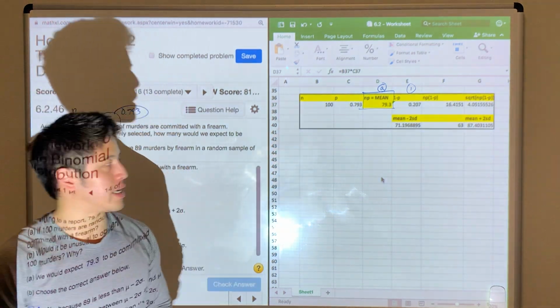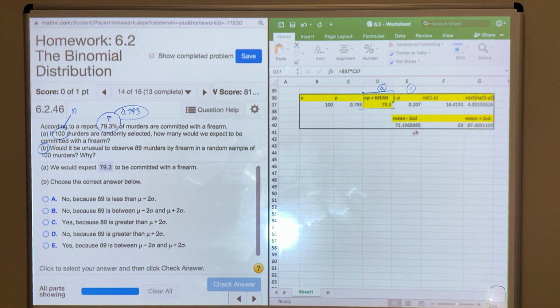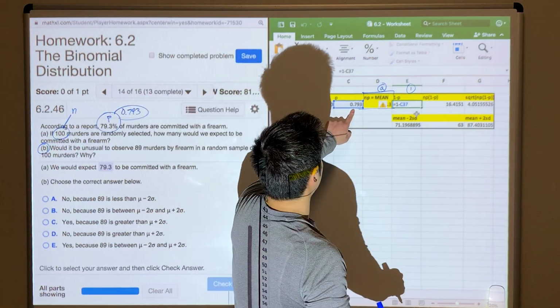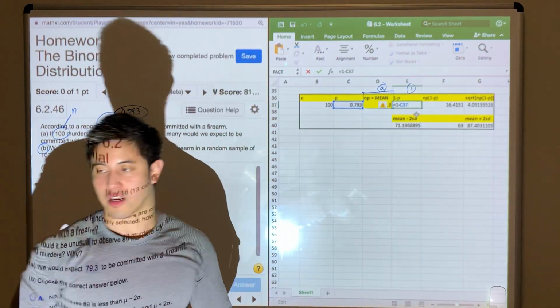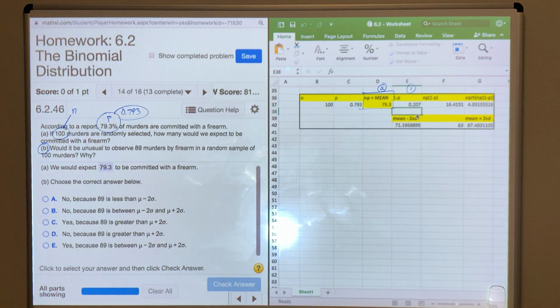So 1 minus P. What is my 1 minus P? Well, my probability is 0.793. So 0.793 is my probability, and 1 minus that is going to be my answer for that, which is 0.207.